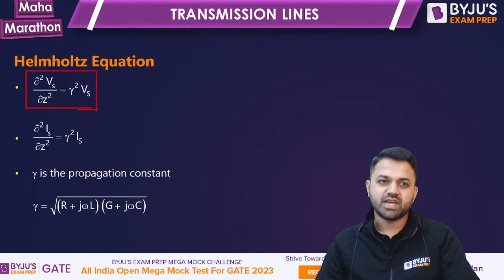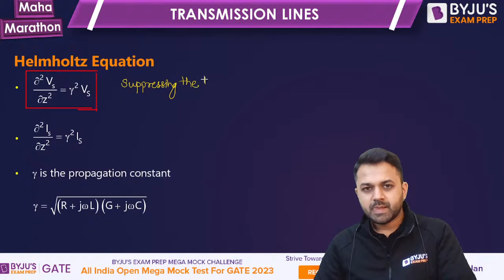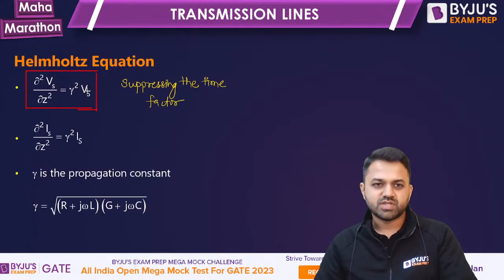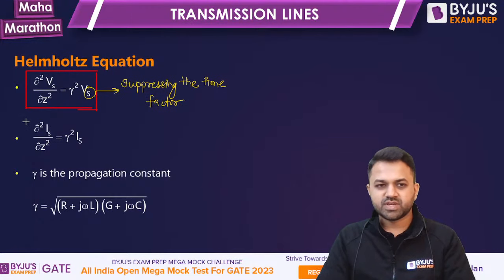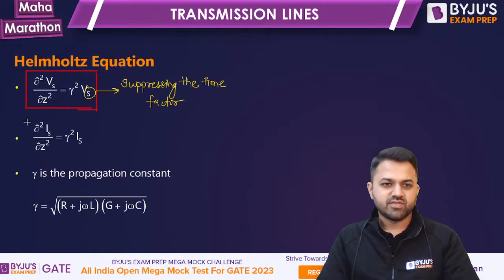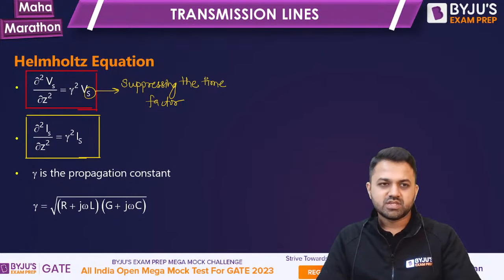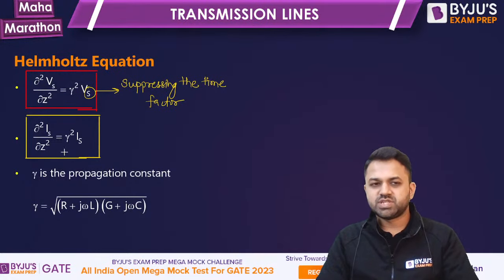Here s is representing that we are not taking the time factor, because I have neglected the time factor. So this is nothing but suppressing the time factor. So these two equations we will get: ∂²Vs/∂z² is equal to γ²Vs. This is the Helmholtz equation, and gamma is nothing but the propagation constant, which is the square root of (R plus jωL) into (G plus jωC).